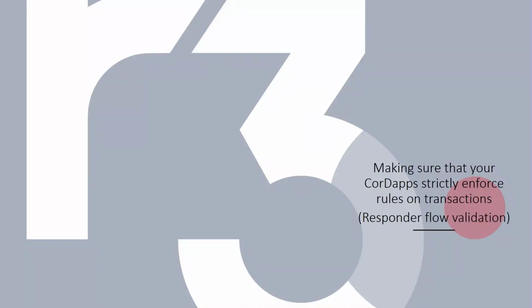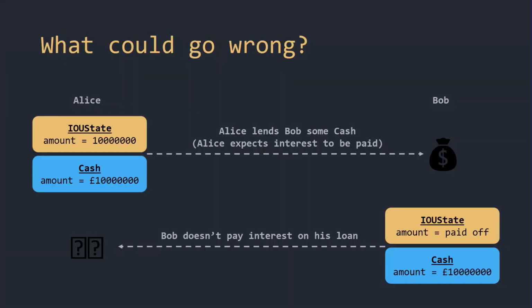So continuing with transaction validation, in this section, we'll take a look at why you should include validation in your responder flows instead of your contracts. So I'm going to use the same example as I did before, but this time we're going to assume that the contract has been fixed. So Alice has sent Bob some money. She also this time expects Bob to pay interest on the money she is lending him.